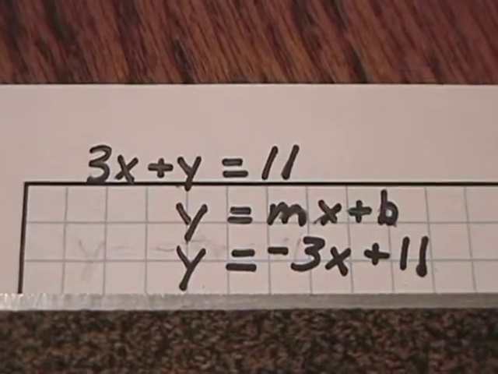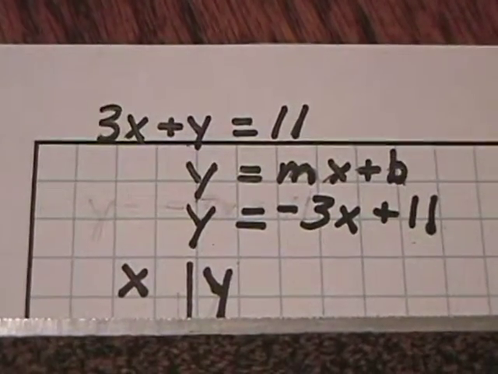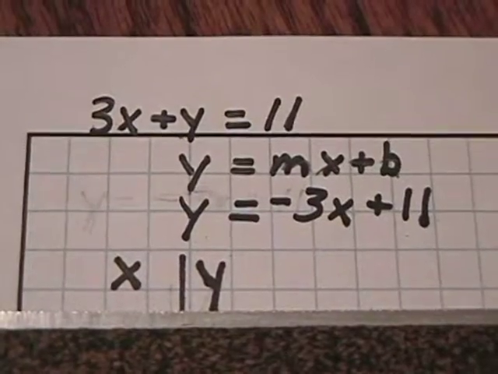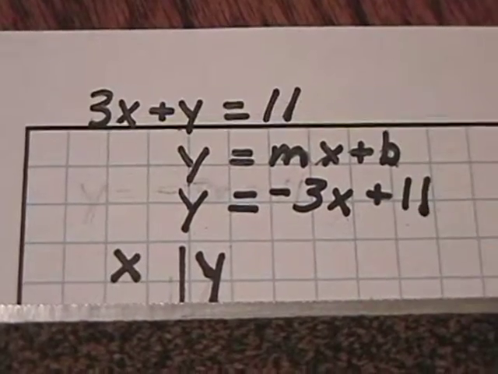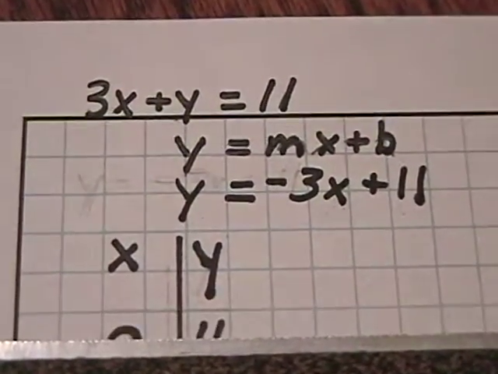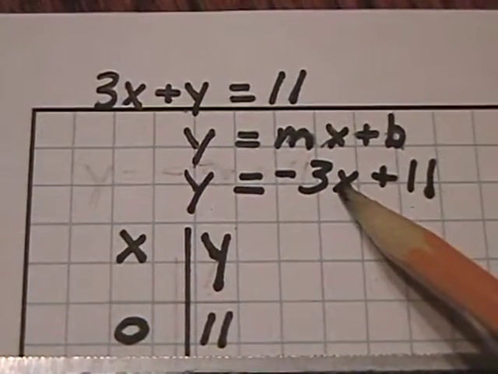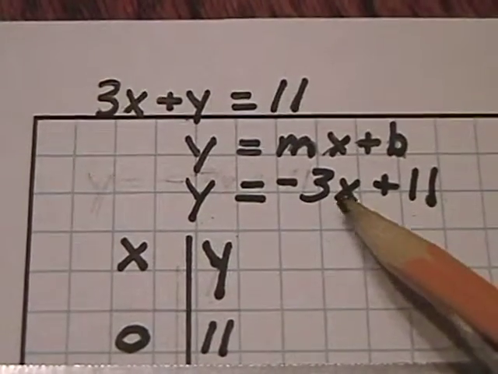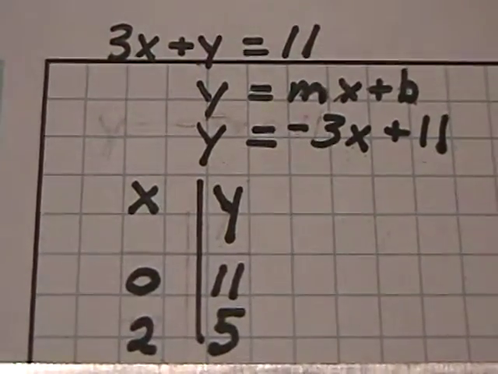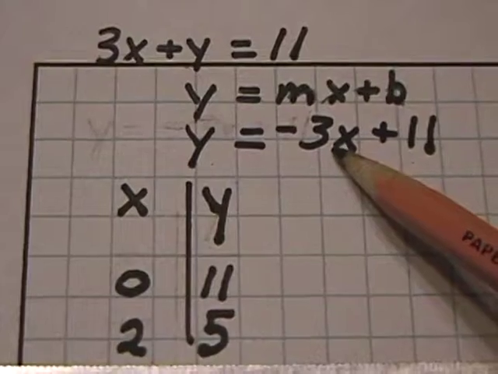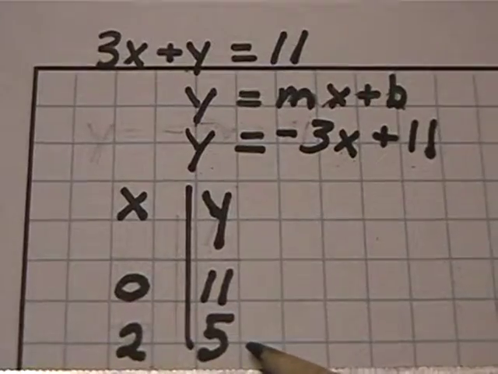Then we're going to make a table of values, such as I have right here, x and y. If we substitute in 0 for x, then minus 3 times 0 is 0, and therefore y is equal to 11. We can substitute any other number in for x and determine what y will equal. I chose 2 for x, and so negative 3 times 2 is negative 6, plus 11 will give you 5. Okay, we're going to plot that.